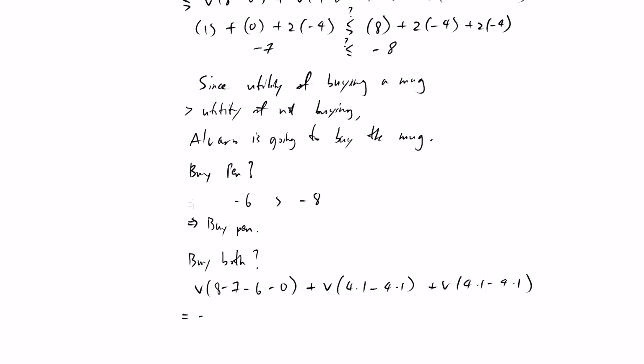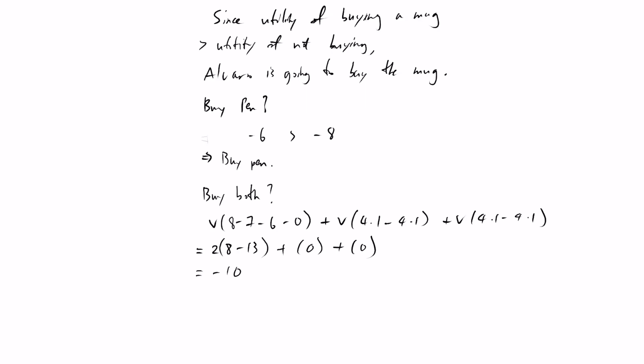So mainly he's losing out on the money side, and that's 2, 8, 16. 16 minus 6. Yeah. So it's 8 minus 13, so it's -5. So 2 times 2 is -10, which is more negative than -8. So no, he is not going to buy both.